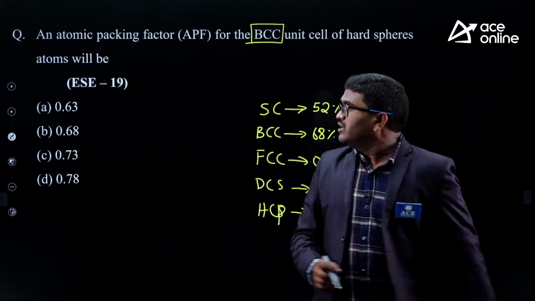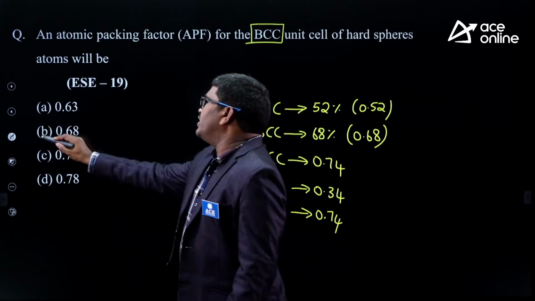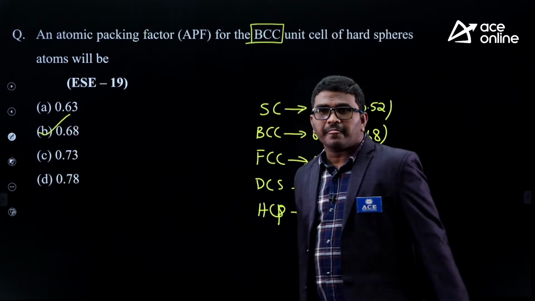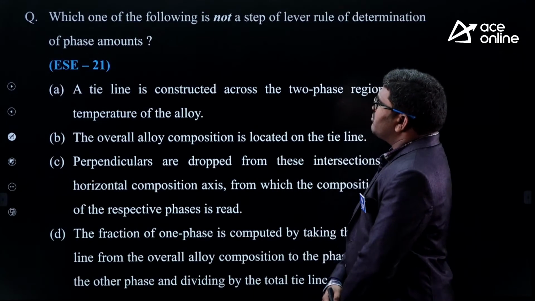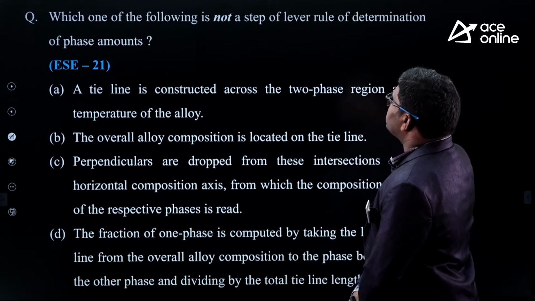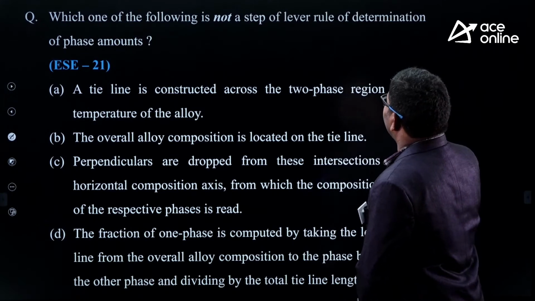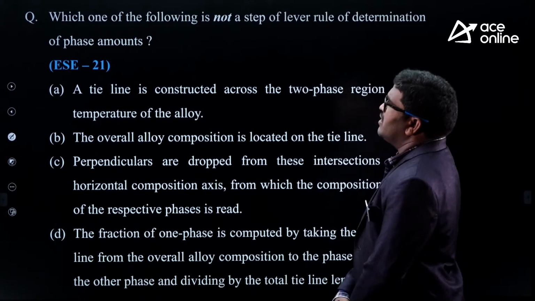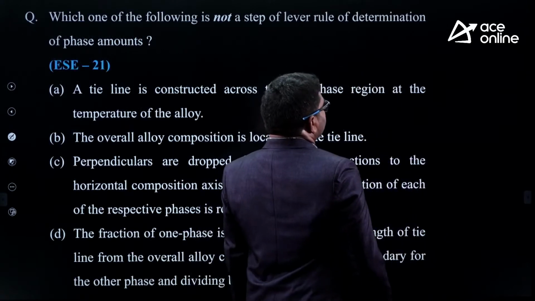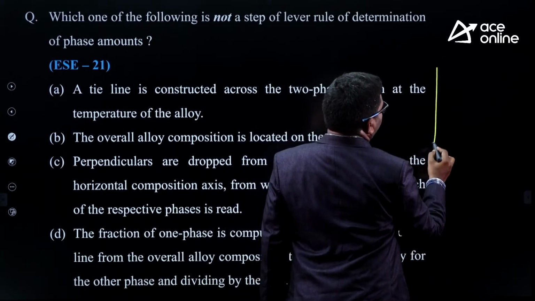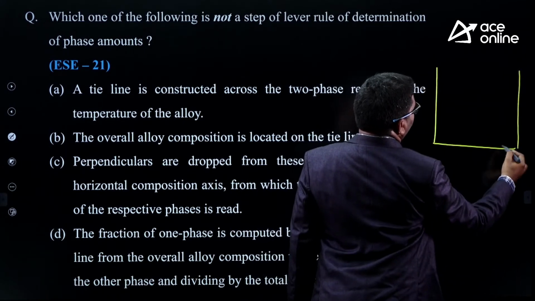So the correct answer here is BCC, given 0.68, right? The correct answer for this question is B. Now the next question: which one of the following is not a step of the lever rule for determination of phase amounts? Let us see here.